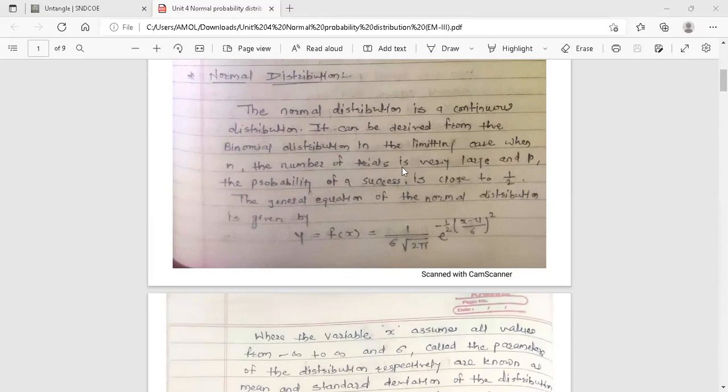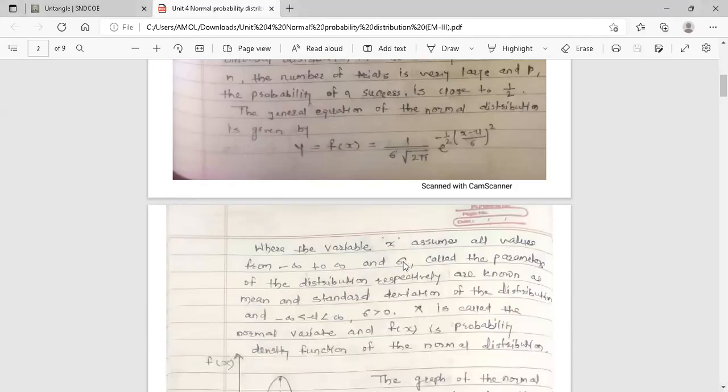In the limiting case, when n, the number of trials, is very large, and p, the probability of success, is close to 1/2, that is, close to 0.5. The general equation of the normal distribution is given by y = f(x) = 1/(sigma * square root of 2 pi) * e to the power minus half of ((x minus mu)/sigma) whole squared. Here, sigma is the standard deviation and mu is the mean.